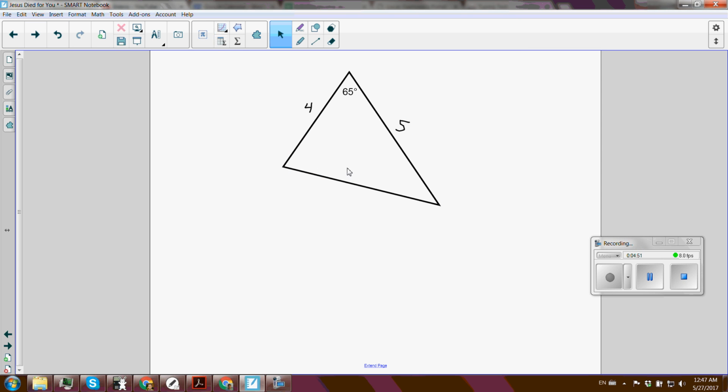So this is an example of where the law of cosines comes in. The law of cosines says it's actually a play on the Pythagorean theorem.